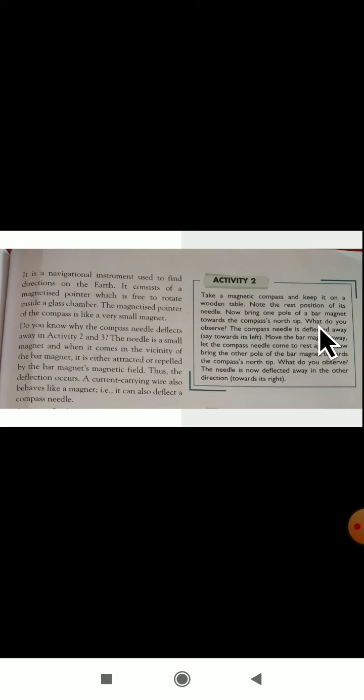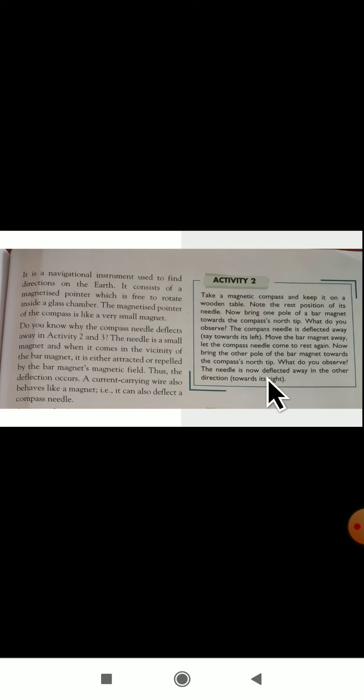Now bring one pole of a bar magnet towards the compass north tip. What are we observing here? The needle is deflected away, towards its left it will move. Move the bar magnet away. Let the compass needle come to rest again. Now bring the other pole of the bar magnet towards the compass north tip. Then we observe here, the needle is now deflected away in the other direction.